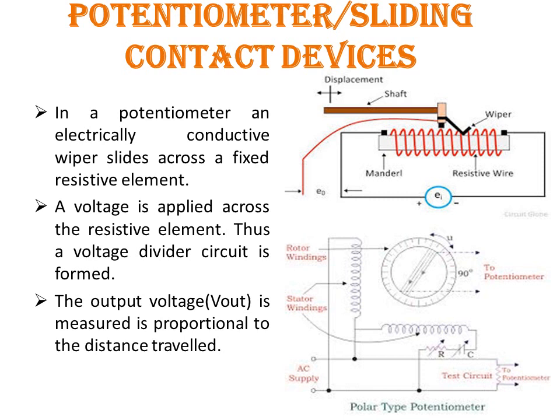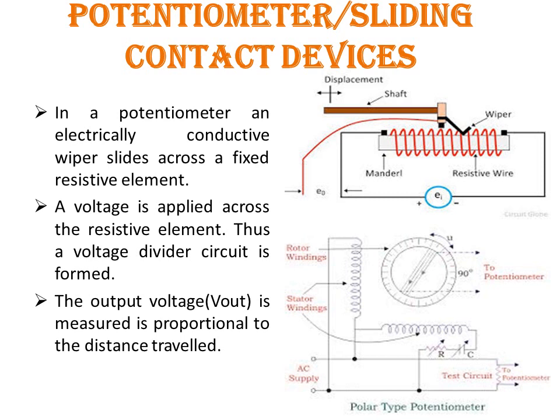First type of resistive transducer is potentiometer or sliding contact device. In a potentiometer, an electrically conductive wiper slides across a fixed resistive element. As you can see in the diagram, the wiper will be moving over the resistive element. That displacement causes change in the resistance.